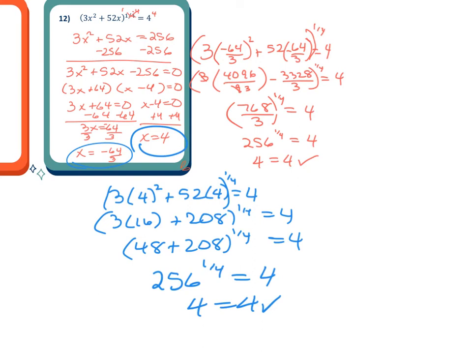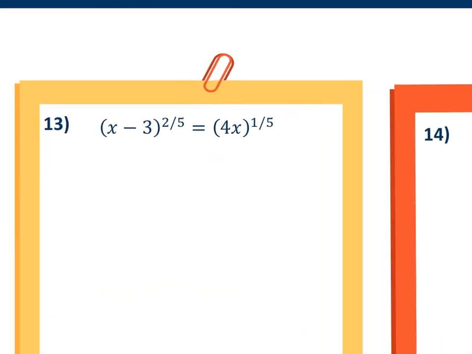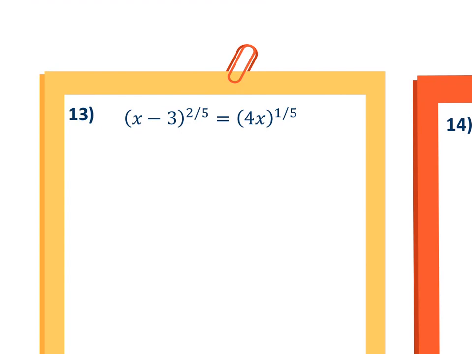2 more examples and then we're done. I know this is a long video. All right, so again, we have fraction exponents. We want to get rid of it. So what I'm going to do is multiply by the reciprocal. So I'm going to multiply it by 5. So this becomes x minus 3 squared. This one just becomes 4x.